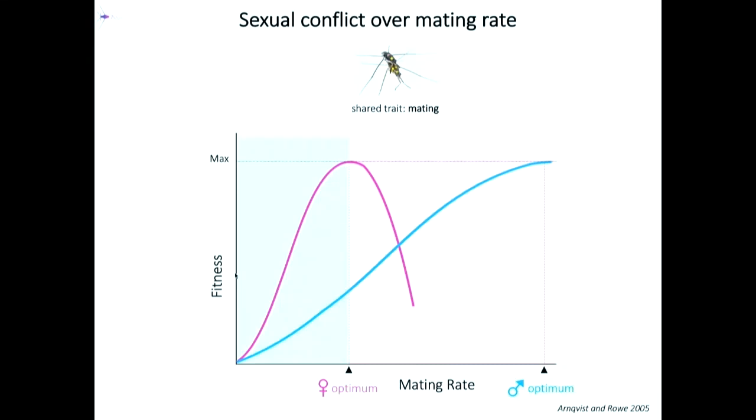this mating rate. So if you look at this graph here, this has been shown with empirical data.